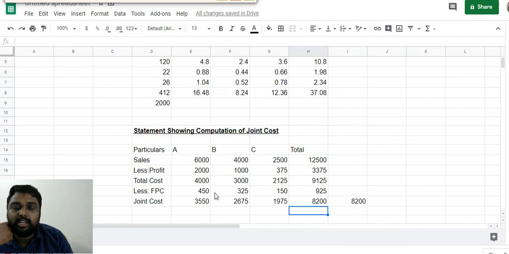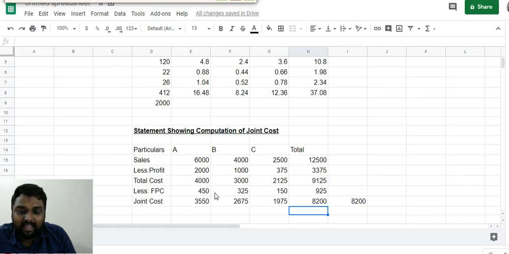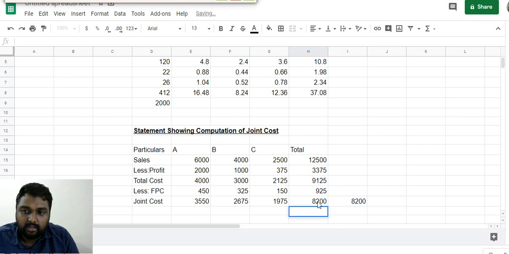Now the question is how to proceed with this question. See, for product A, which is the main product, profit is not given, whereas B and C are given. How to do? Can anyone help me? It's very simple here. Let us take an example. 8,200 is the total we know. So we know that 8,200 is the answer here.